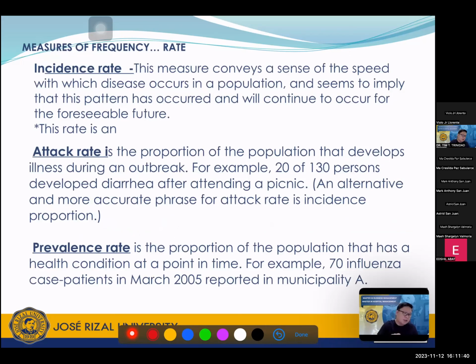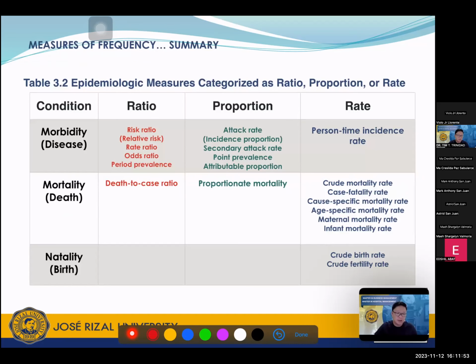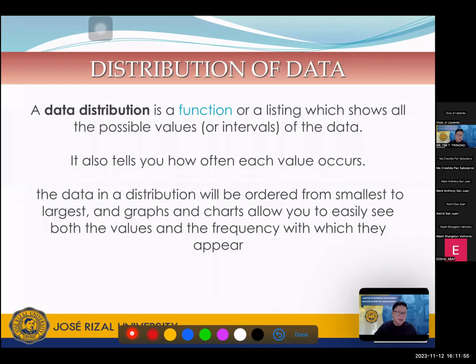So you can see this in the incidence rate, attack rates, prevalence rate. So ito yung ginagamit niyong pang-describe ng data niyo. Okay, so we will not be talking about this one because these are more for epidemiological purposes. So any question with the use of rates, ratios, and proportion? So you just have to describe them.